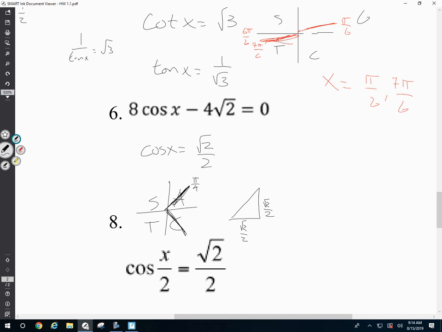How do I find this pi over 4? Well, think about 2 pi. If I go all the way around the circle, I get to 2 pi. That is the same as what pi over 4? 8 pi over 4. 8 pi over 4, subtract a pi over 4, 7 pi over 4.